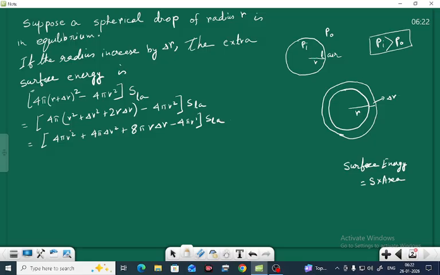So you see here that these will cancel out, 4 pi r square in both the cases, right? And since del r is very small, if we square it, it will be negligible, nearly 0. So you can neglect this one also. So we are getting a value of 8 pi r del r into S_LA, that is liquid air interface.